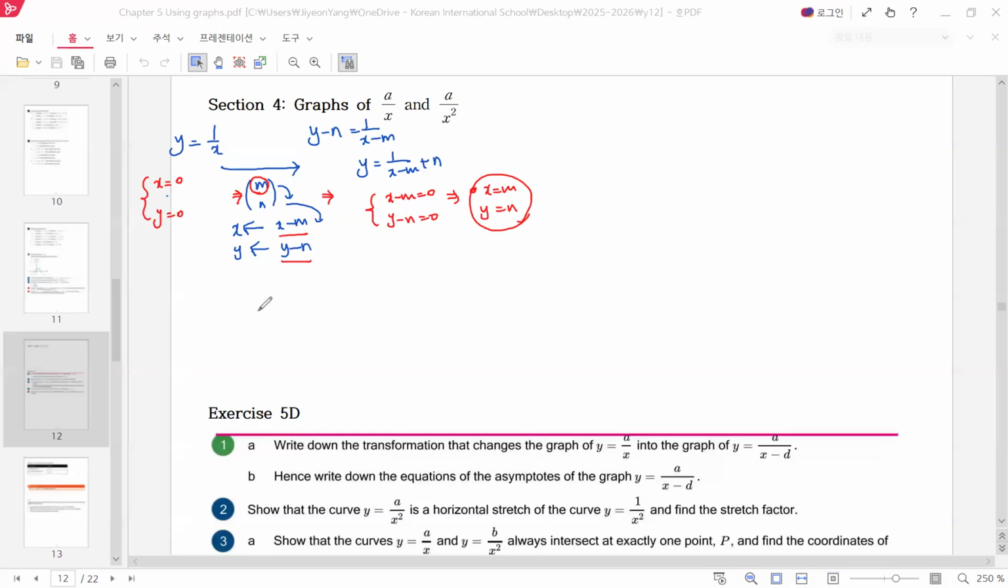So therefore, if there is a function which is written y equals 1 over x minus m plus n, then it means that y minus n equals 1 over x minus m. The asymptotes are x equals m and y equals n. The easiest way to find the equation of the asymptotes is, firstly, make the equation x minus m equals 0, then x equals m. Then just ignore this part, and what is left is y equals n. You can remember it in this way.